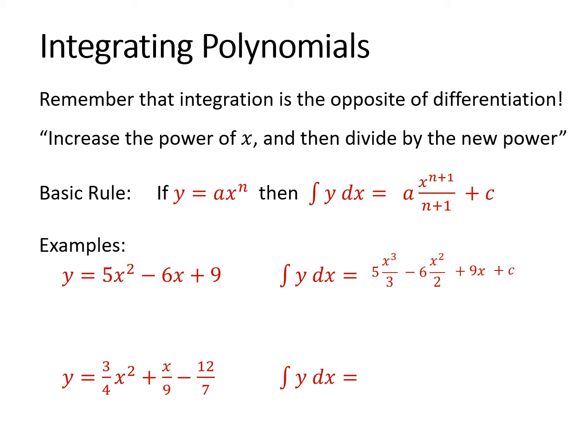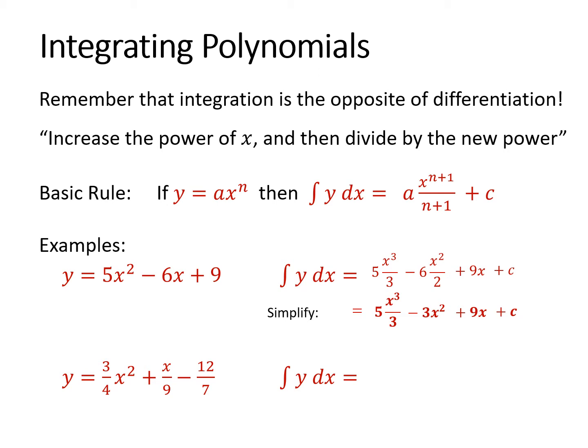Now when you've done an integration question, it's always worth just looking through, is there anything I can simplify here? Now if you look at the second term, we've got 6x squared divided by 2, and 6 divided by 2 is just 3. So we can simplify this and leave it as 3x squared instead of 6x squared over 2.